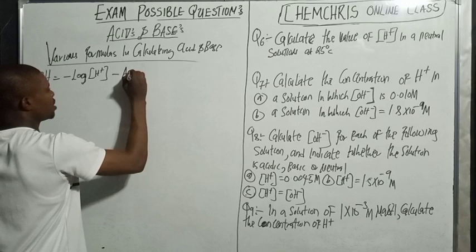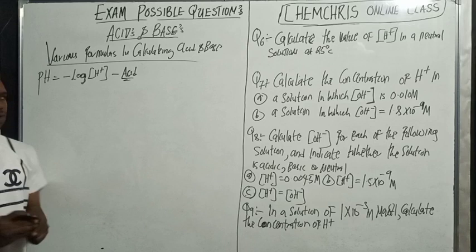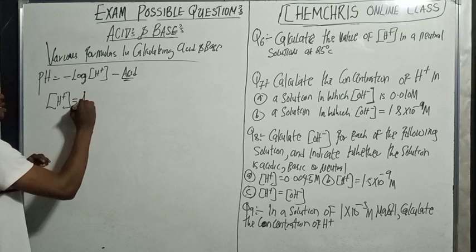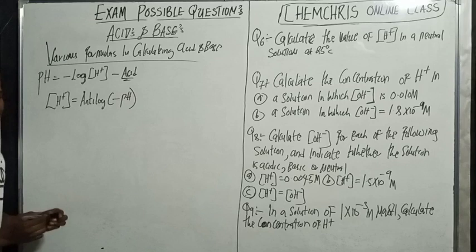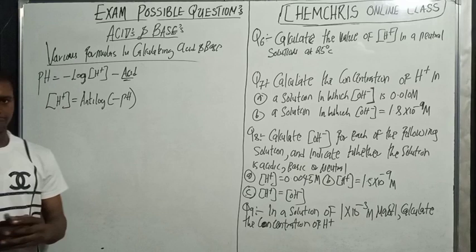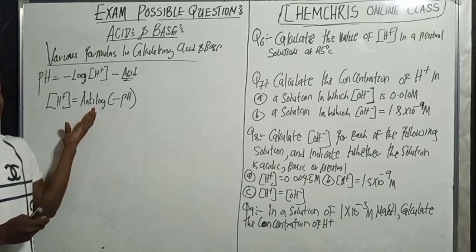Now from here, I can easily calculate the concentration of H plus. H plus concentration equals the antilog of minus pH. So when the pH is given to you and you are asked to calculate the concentration of H plus, usually you use this formula: H plus concentration equals the antilog (shift log) of minus the pH, as given to you.